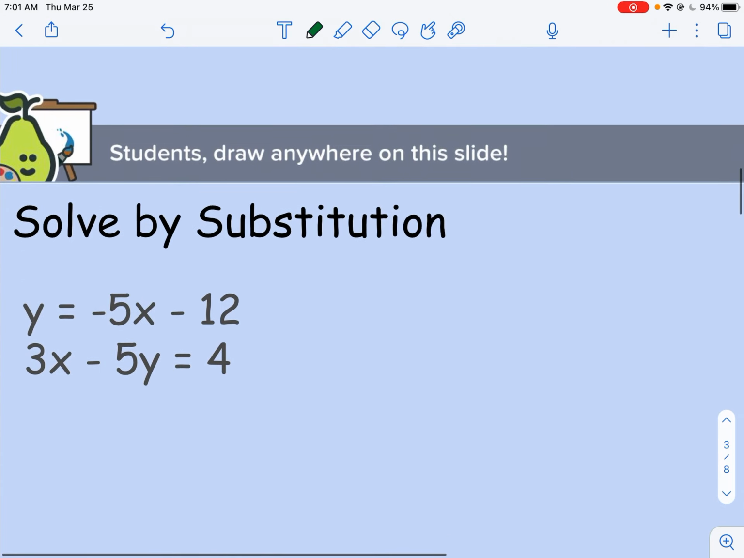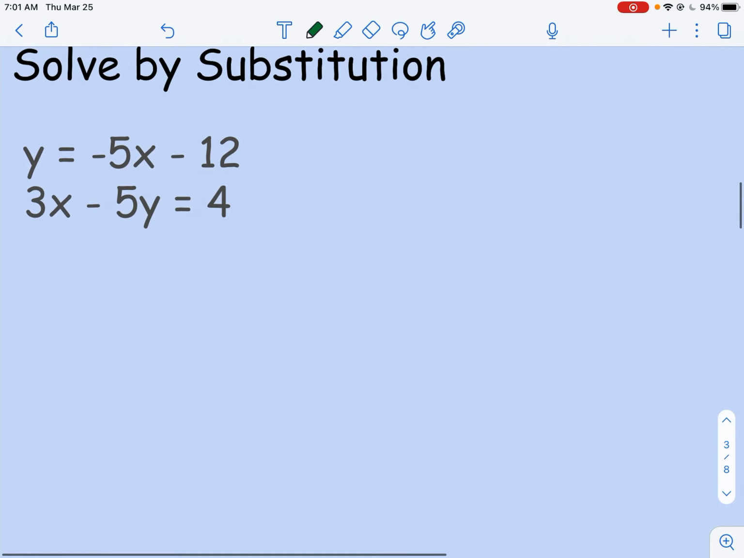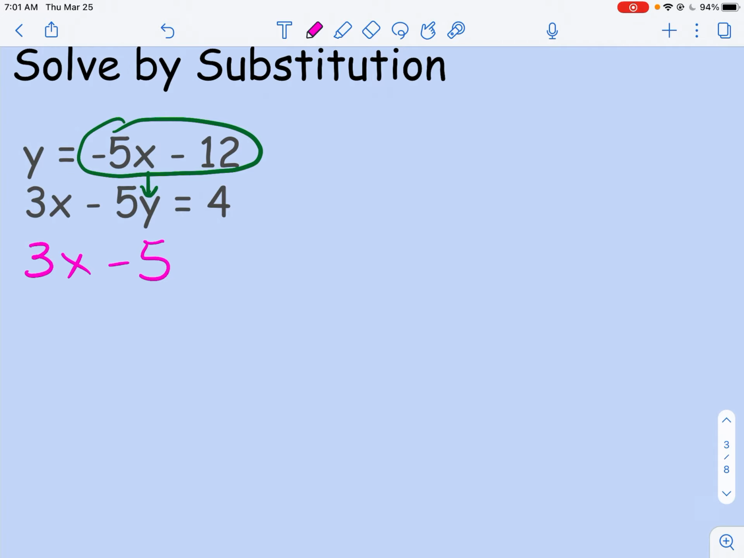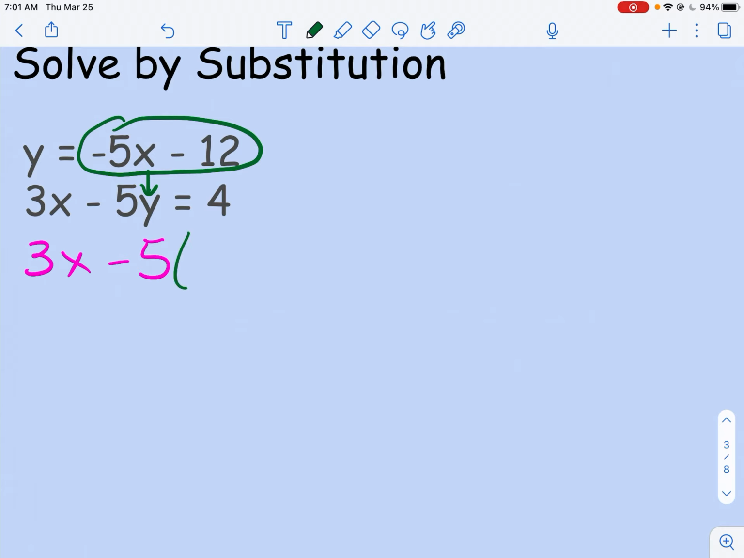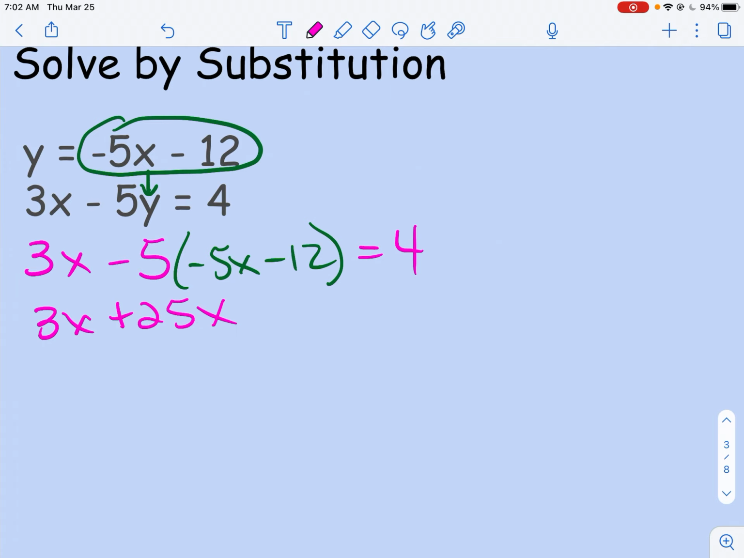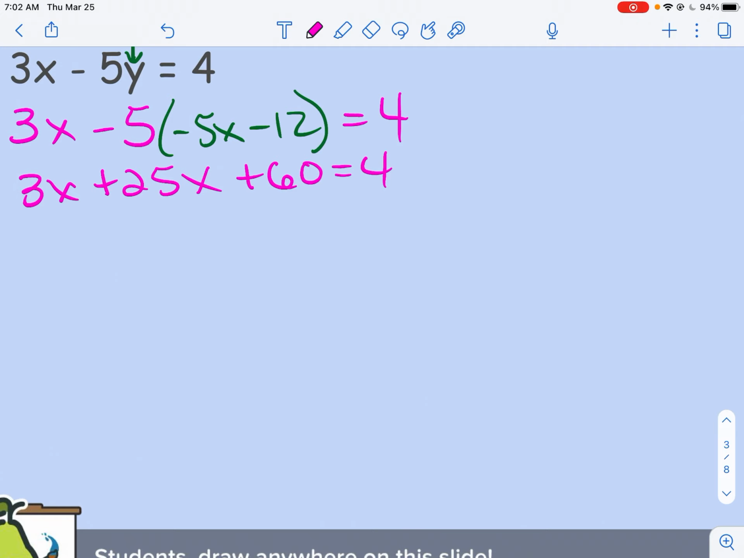Now, let's see if it works the same for this one. So I'm going to take this and plug it in for the y. Actually, I think this one's going to have a solution also. 3x minus 5. And I replace this with negative 5x minus 12 equals 4. So I get 3x plus 25x plus 60 equals 4. Then combine like terms, 28x plus 60 equals 4.